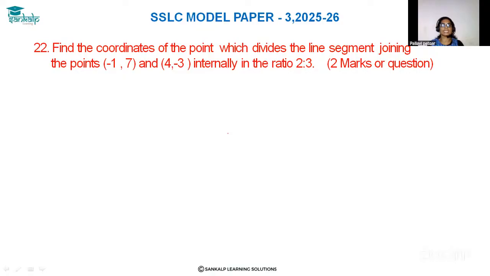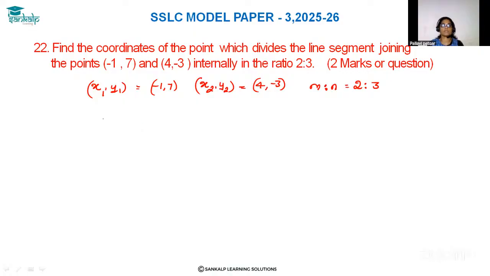So here identify the given values. So here the points are minus 1, 7 and 4, minus 3. Okay, so here x1, y1 is equal to minus 1, 7, x2, y2 is equal to 4, minus 3, and the internal ratio m ratio n is equal to 2 ratio 3. So by applying the section formula.